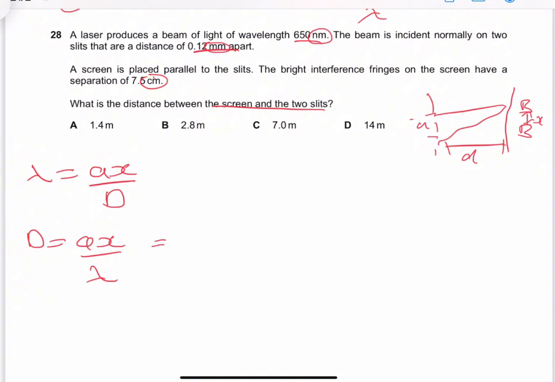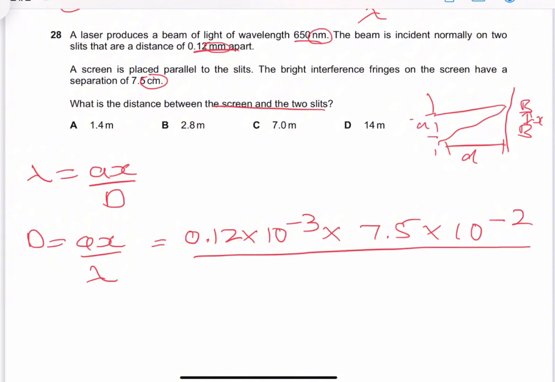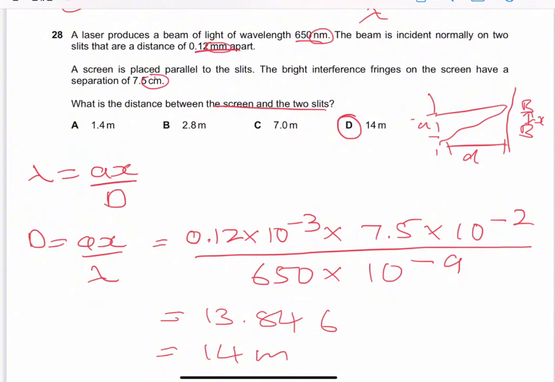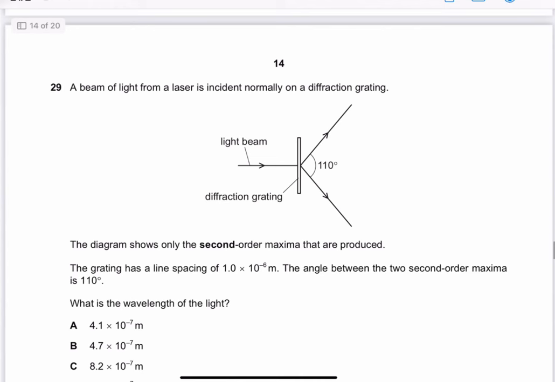My value of a is 0.12, okay? So 0.12 times 10 to the power of negative 3. My value of x is 7.5 times 10 to the power of negative 2. I divide by my lambda, which is 650 times 10 to the power of negative 9, okay? So if I compute this, I get a value of approximately 14 meters. So remember, you have to look at your value of D, you have to look at the whole equation and how the equation fits and calculate the value of D, right? So they can give you a lot of things, very important.